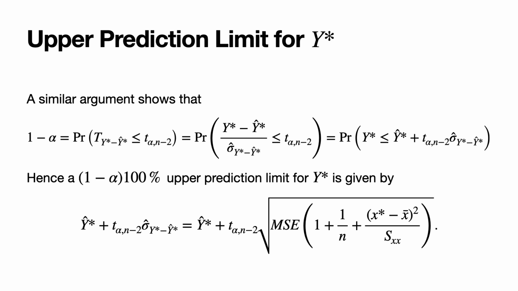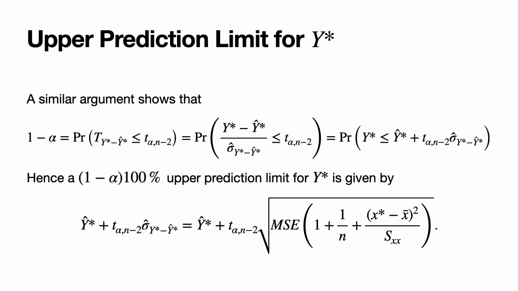A similar argument shows that the probability that the studentized version of the difference is less than or equal to the upper alpha percentage point of the t-distribution with n minus 2 degrees of freedom is also equal to 1 minus alpha. And then replacing the notation for the studentized version with the expression it's equal to, and algebraically rearranging a bit, we get the equivalent probability statement that y star, the new observation, is less than or equal to the quantity y hat star plus the product of the interval coefficient and the estimated standard error of the difference. That probability is also equal to 1 minus alpha.